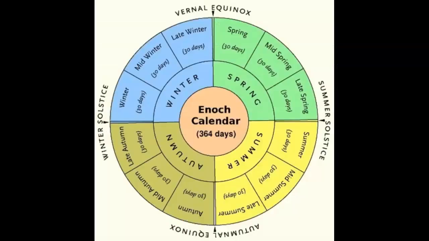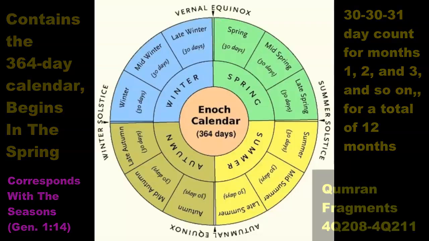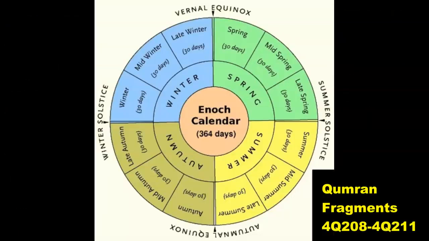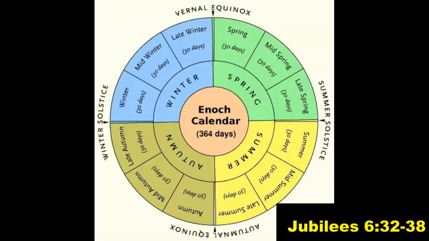This book also contains a 364-day calendar, also known as the Enoch calendar, that's described in 1 year, with the 30-30-31 count calendrical system for months 1, 2, and 3, with months beginning at the spring and so on, all the way up until around the 12th month. Such a calendar system also matches that of the calendars that's described and talked about in the Qumran fragments 4Q208 all the way up until 4Q211, and it's also described in the book of Jubilees, primarily Jubilees chapter 6.